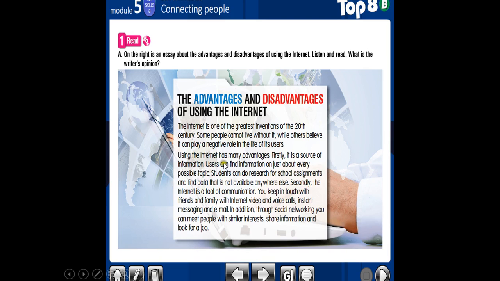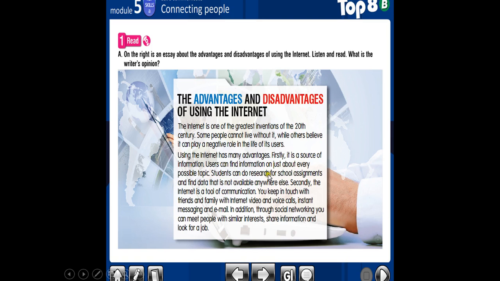We would like to go to the advantages with examples. Firstly, secondly, in addition. Here, using the internet has many advantages. Firstly, it is a source of information. Users can find information on just about every possible topic.